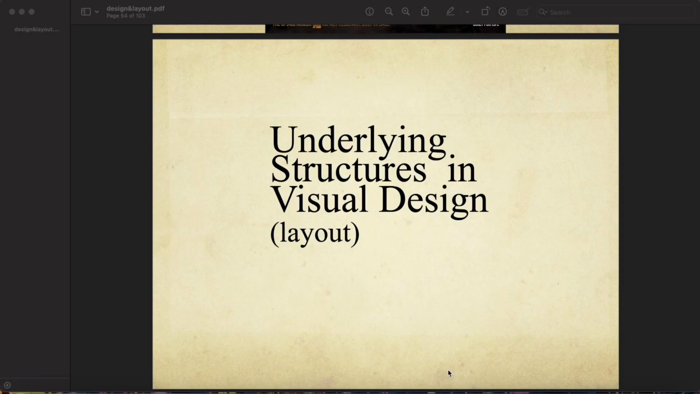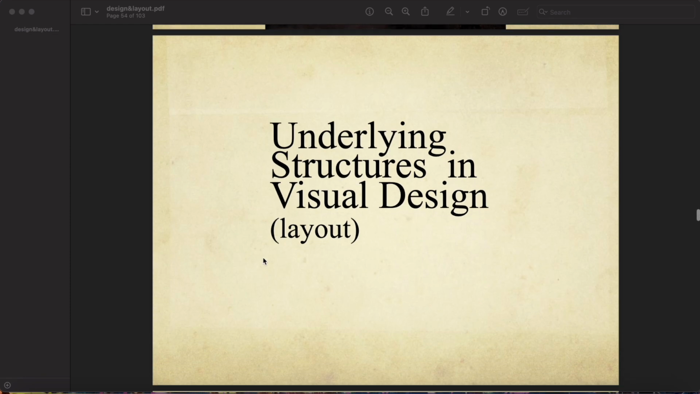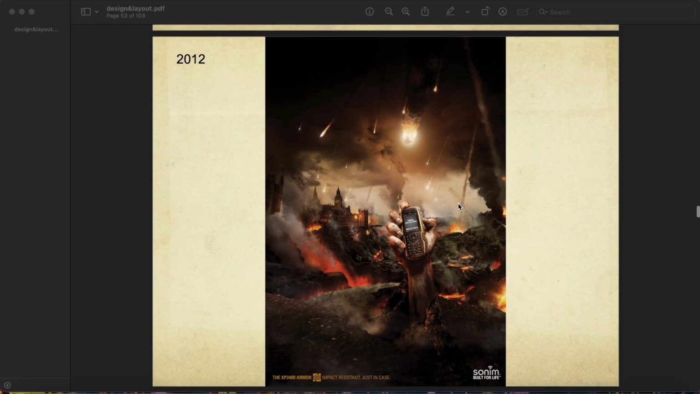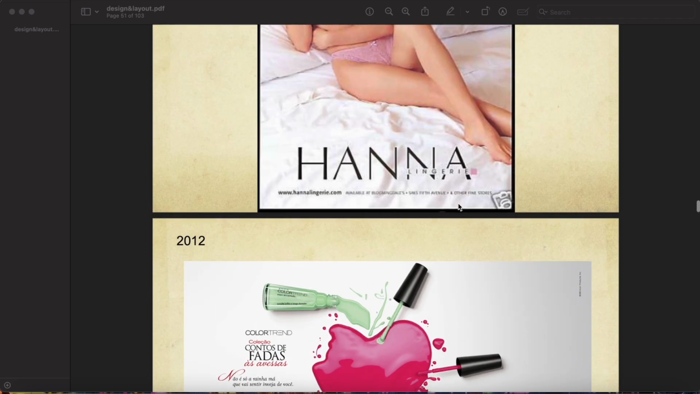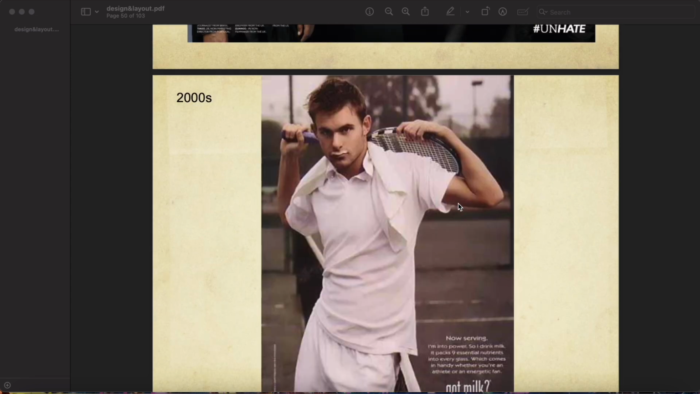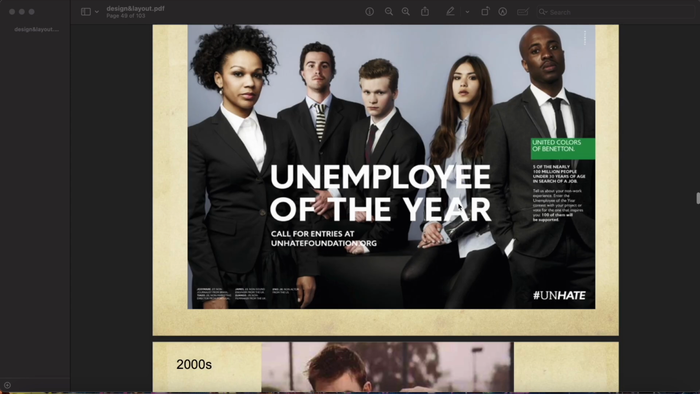Welcome everybody to this mini lecture going over underlying structures in visual design. This is from the Design and Layout PDF in your required readings. This is the section that I really want to focus on. However, before this section, there is the history of advertisements. There are some examples from the history of advertising. And then there's also a little review on the elements of art and the principles of design.